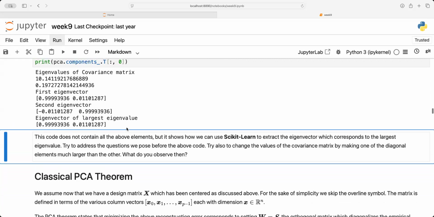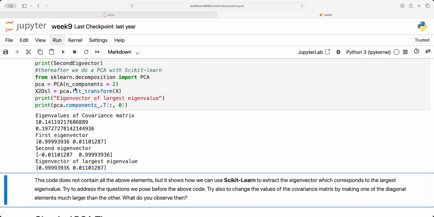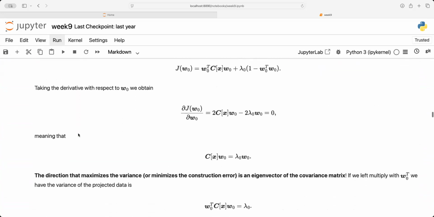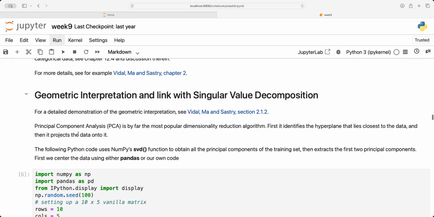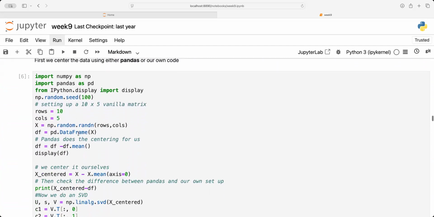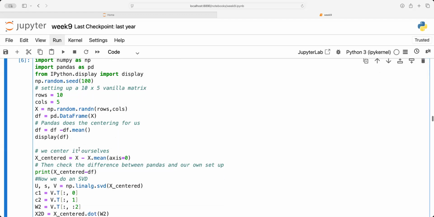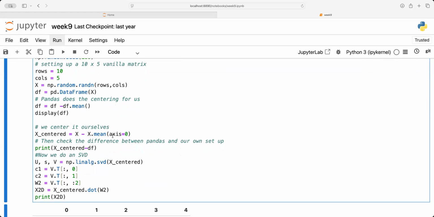So this is how you would actually use scikit-learn, and you specify how you want to do it. And now we're going to come back to the classical PCA theorem. This is a case where I'm setting up a matrix which has 10 entries and 5 rows. You could think of that as the 5 features. And I just put in random numbers distributed according to the normal distribution. I subtract the mean value, as we did before. And then this is the centered result.